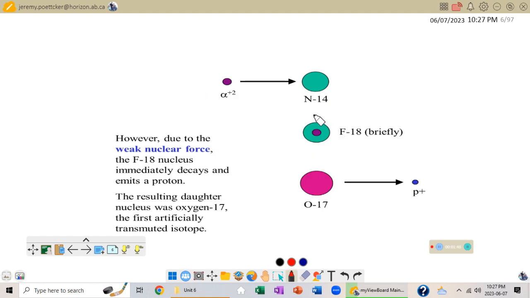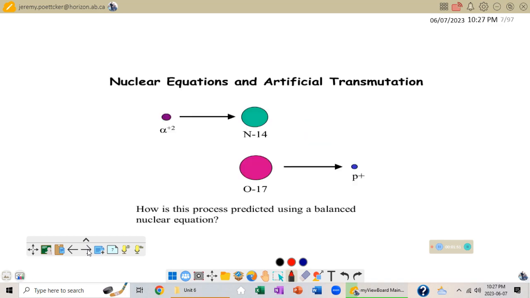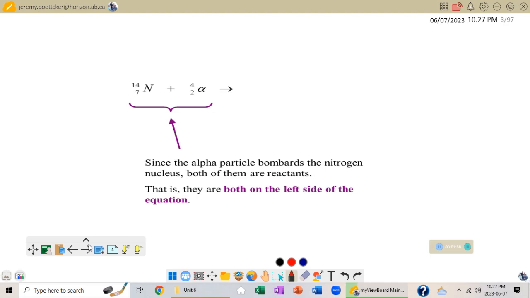So one of the things to remember here is you get all kinds of interesting reactions that happen in these processes. We can keep track of them using balanced nuclear equations, though. So let's take a quick peek here. The alpha particle and the nitrogen-14 nucleus are both reactants, so that means they're both on the left side of the equation. And then in terms of what we make, well, 14 plus 4 is 18.